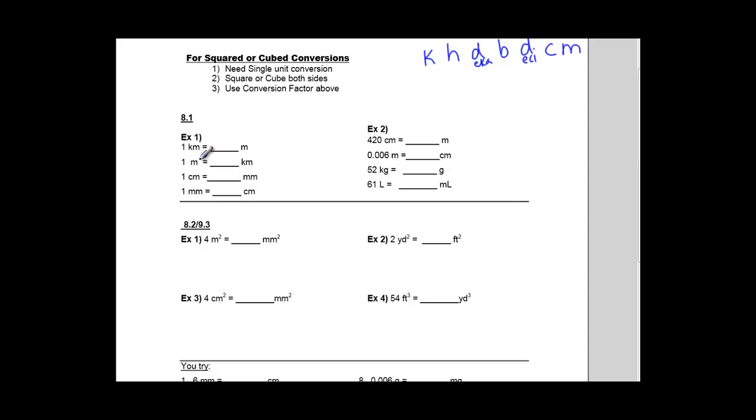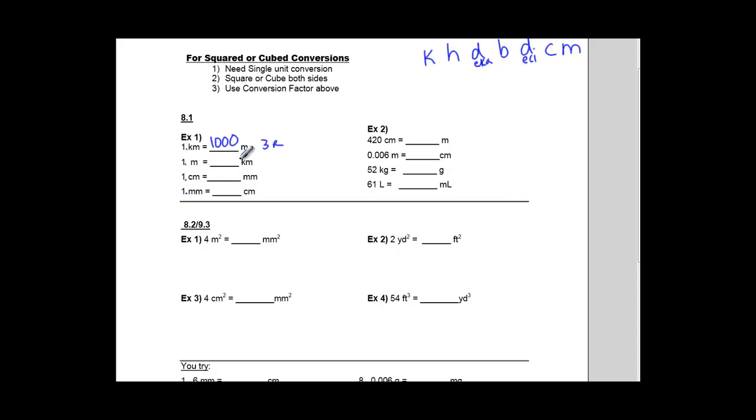So if I'm going to convert from kilometers to meters, I'm going to start with kilometers. I would move 1, 2, 3 places to the right, which would make this 1,000, because the decimal place in all of these is there.